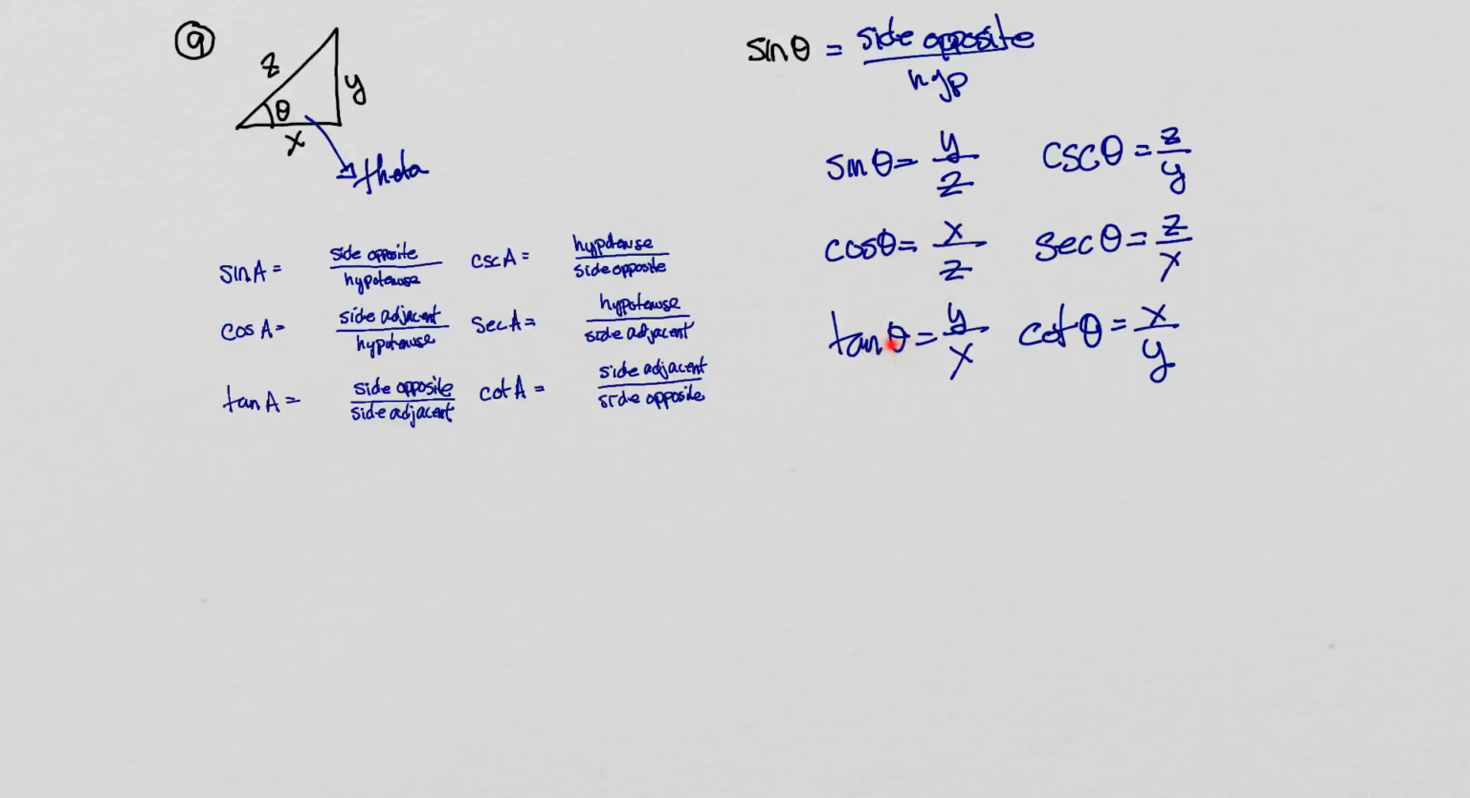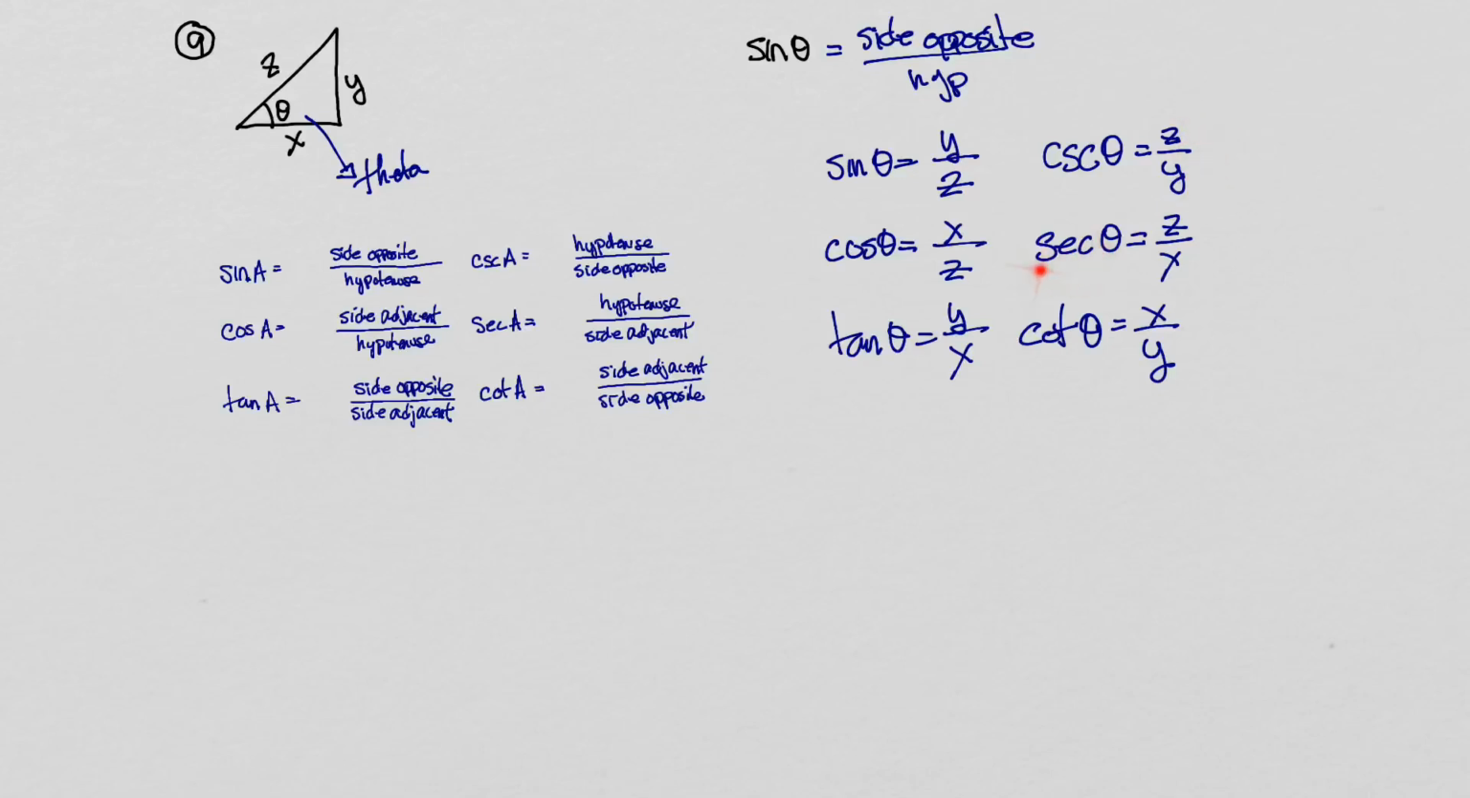The tangent is opposite over adjacent. So here's theta. The opposite is y, the adjacent is x. So we're going to get y over x. Now the cosecant, if you don't remember it, it's right here. It's the hypotenuse over the opposite. So up here right at theta, the hypotenuse is z over the opposite, which is y. So here's the hypotenuse over the opposite.